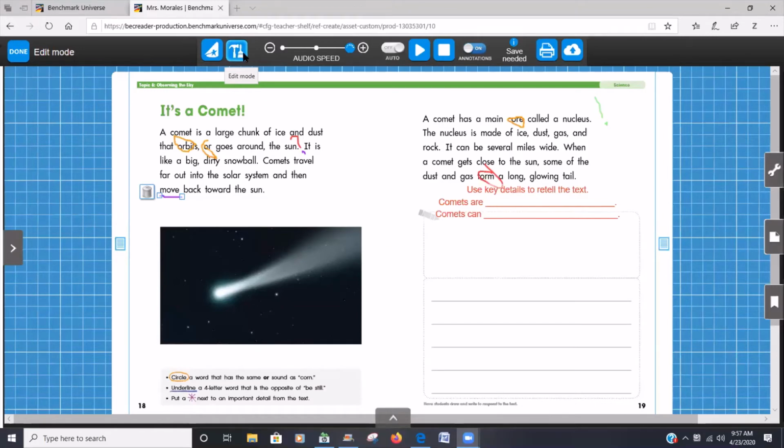Okay, you click it there. Okay, then you go to the cloud. You see the cloud over here? Okay, the cloud with the arrow, and it says save. That means it will save the work that I did.